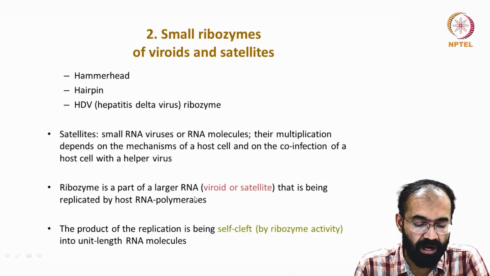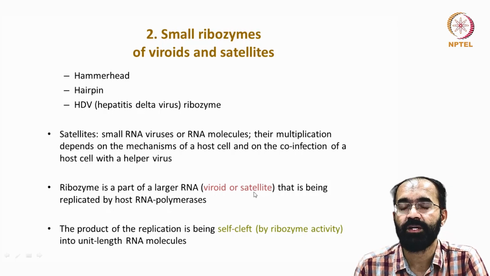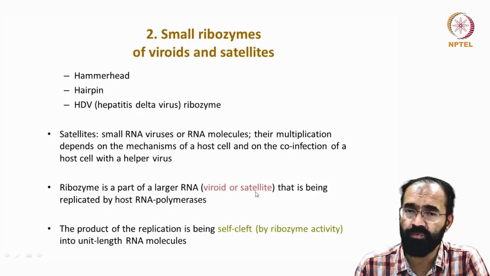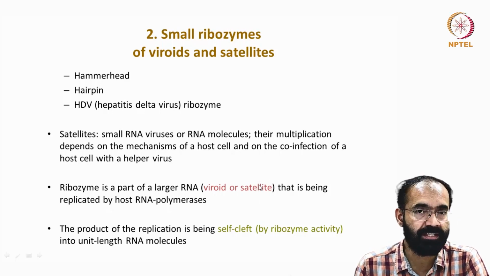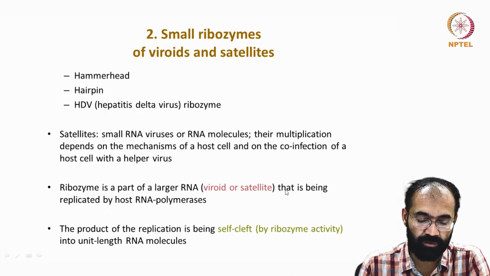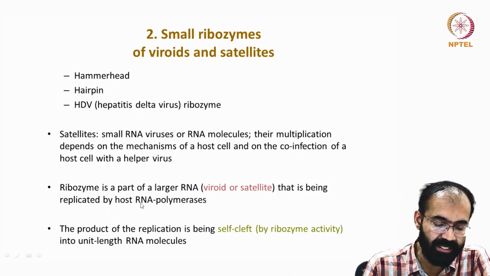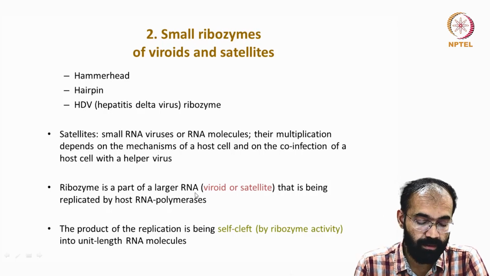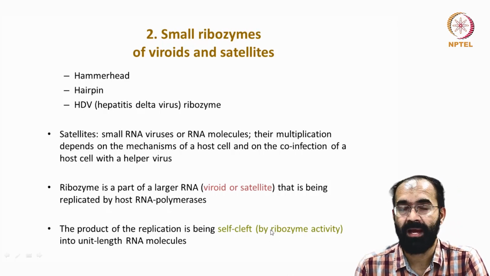A ribozyme is a part of a larger RNA, which we call a viroid or satellite. Why is it called a viroid? Because it is a harmful sequence. However, it does not have an existence of its own. It requires another pathogen, a virus, to enter the host. So the ribozyme is part of a larger RNA that is replicated by host RNA polymerases, and the product of the replication is self-cleaved by the ribozyme activity.